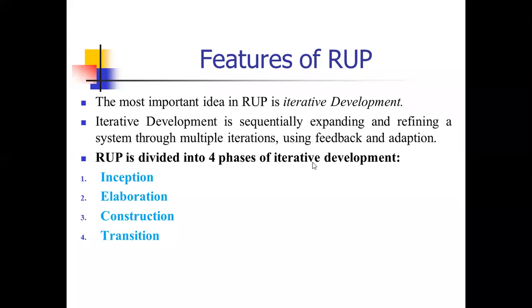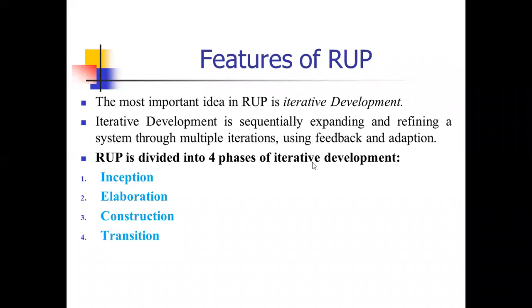So these are the four phases of iterative development, that is inception, elaboration, construction and transition. Each phase of RUP has iterations producing an executable component of software. The duration of each iteration changes from phase to phase, from inception to elaboration, from elaboration to construction, and from construction to transition. So these are the iterations that produce an executable component of the software.